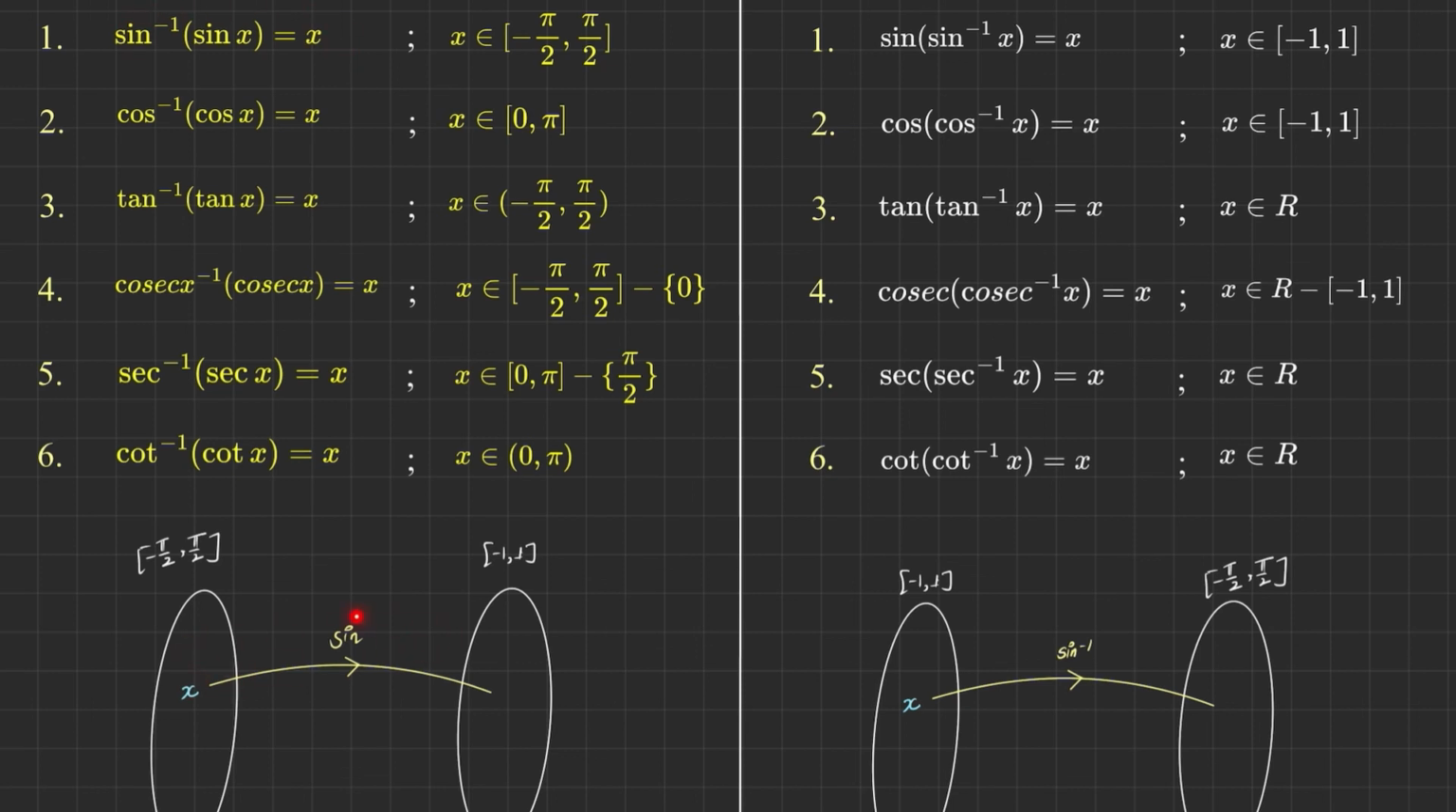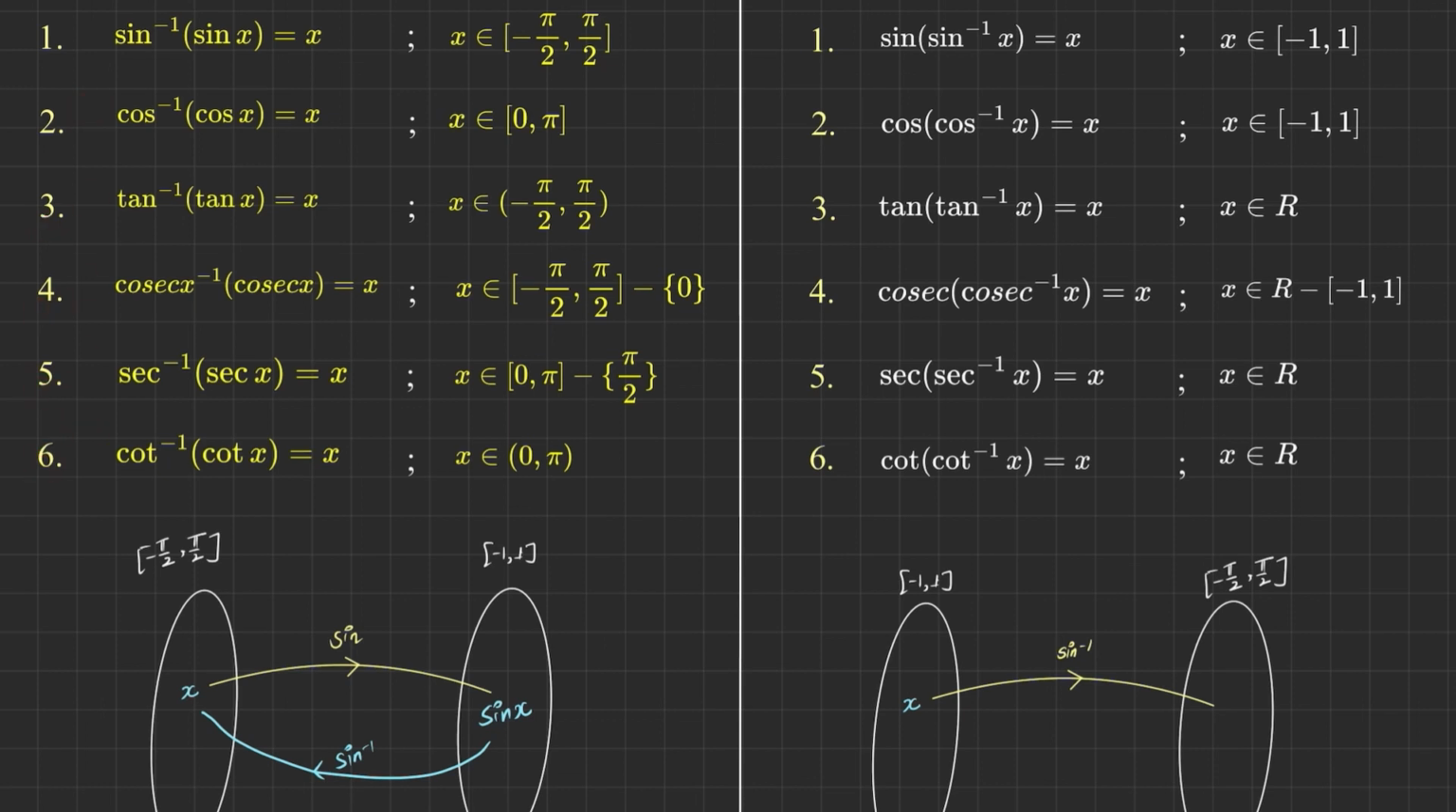As you can see, I have written one function, the sine function, whose domain is minus pi by 2 to pi by 2 and whose range or codomain is minus 1 to 1, since this is an onto function. Now this sine function takes x to sine x. If I make the inverse of this sine function, then this sine inverse will take sine x to its own pre-image. So that's why sine inverse of sine x is x. Similarly you can check number 2, 3, 4, 5, 6.